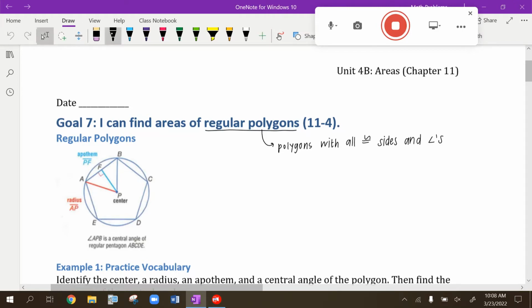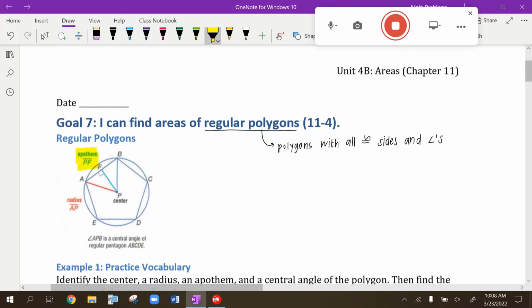So remember, just as a refresher, regular polygons are polygons where all the sides are congruent and all the angles are congruent. Regular polygons can be inscribed in a circle. When this is done, you can see that the center of the polygon is the same as the center of the circle. And there's some vocab that you need to learn.